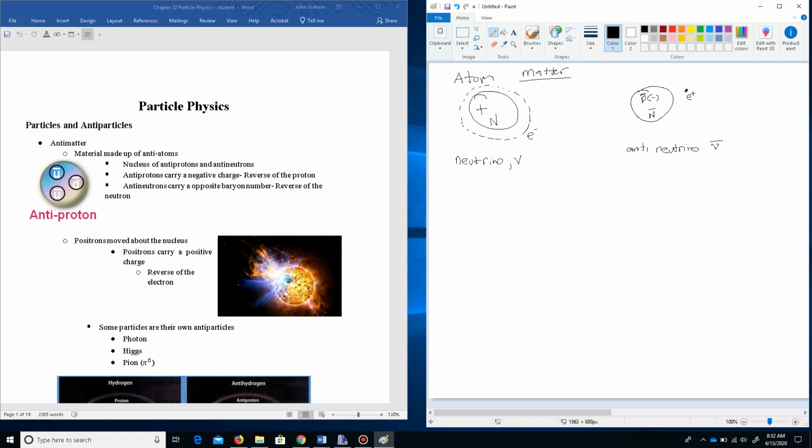And anti-neutrinos, they have basically the reverse of the neutrino. Now, a neutrino doesn't have a different charge, but there is what's called a baryon number that we'll get into, and that's opposite for a neutron and an anti-neutron. The antiproton has an opposite charge, so it's negative instead of positive like the proton, just like the positron is positive instead of negative. And so this is all consistent of antimatter.